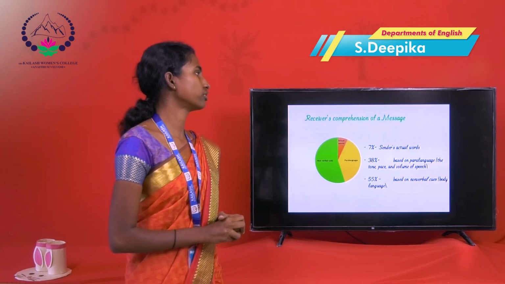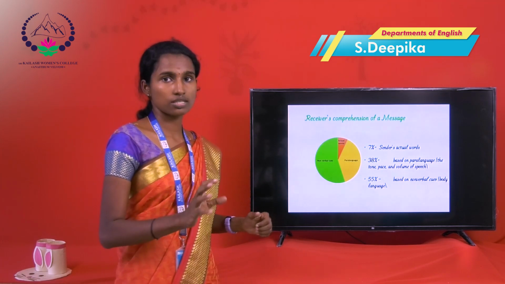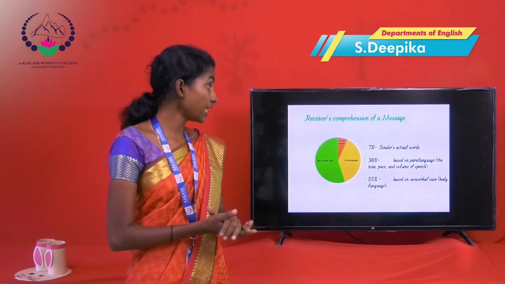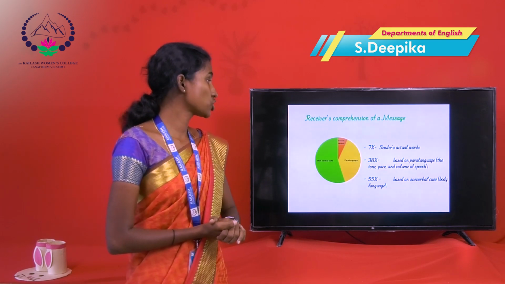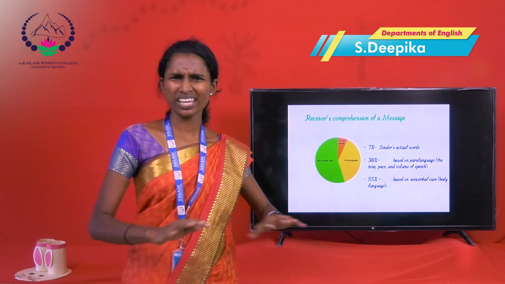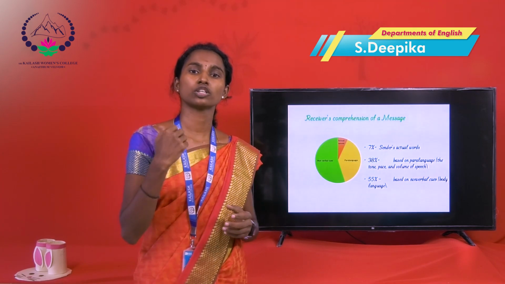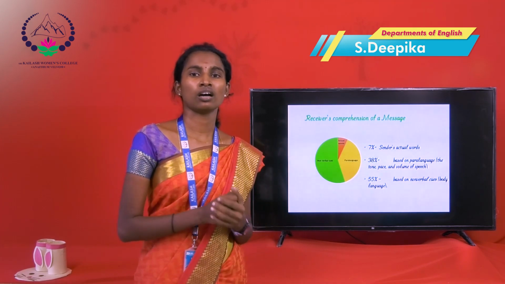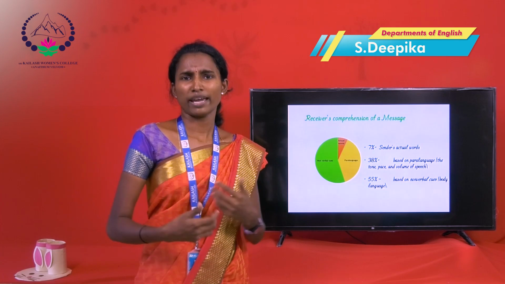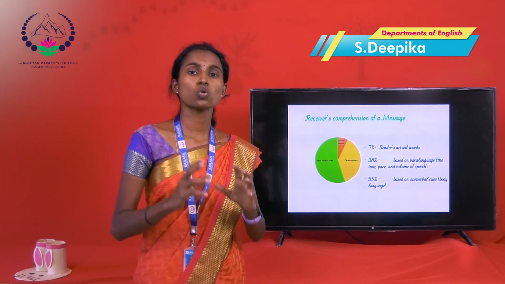the receiver's comprehension of the message. As I said earlier, 70% send us actual words, and 38% is based on paralanguage, the tone, pace, and volume of speech. That means if I speak English, some people can't understand without the emotions and expressions. For example, if I speak using only plain words, without emotions or expressions, some people can't understand it. Only people who know English understand.